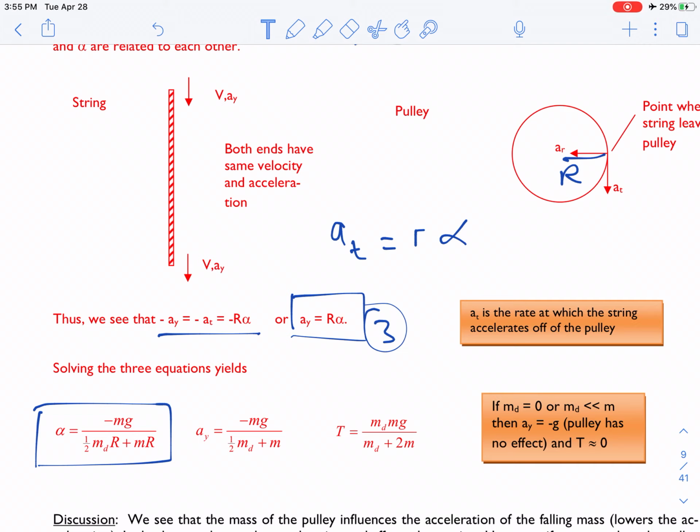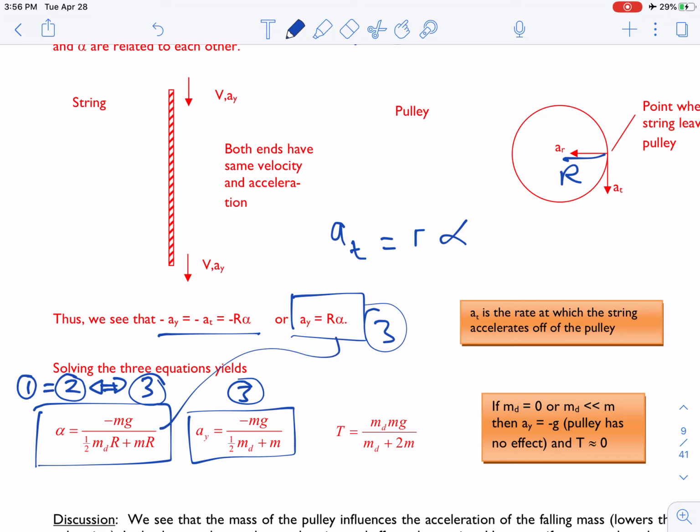And once you get alpha, you can use equation number 3. So this is really saying 1 equals 2. Those are equations 1 and 2, and then put this into 3, or put 3 into these, and then you will get that. And this comes from equation number 3. Then you're going to find out what AY is by substituting alpha with that definition, and then go to equation 1 or 2 to get the tension in this form, okay?